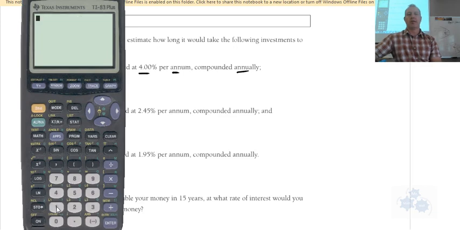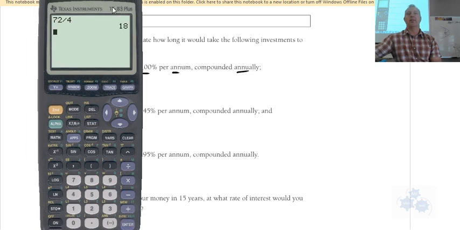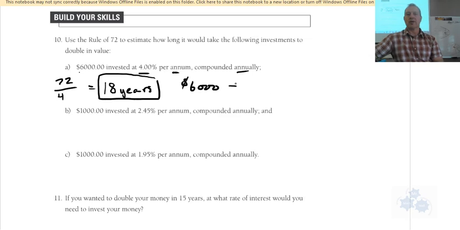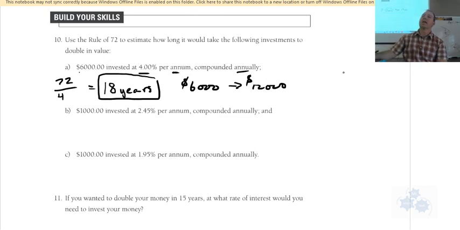Don't feel bad about getting on your trusty calculator. 72 divided by 4 is 18. So what does that mean? 18 what? Rule of 72? Years. Good. So it'll take 18 years for $6,000 to go to $12,000. See that? Like 18 years.